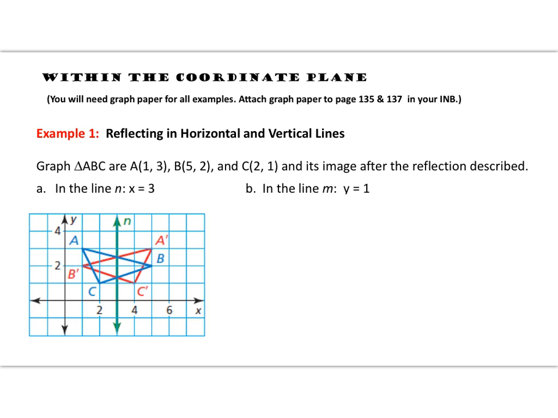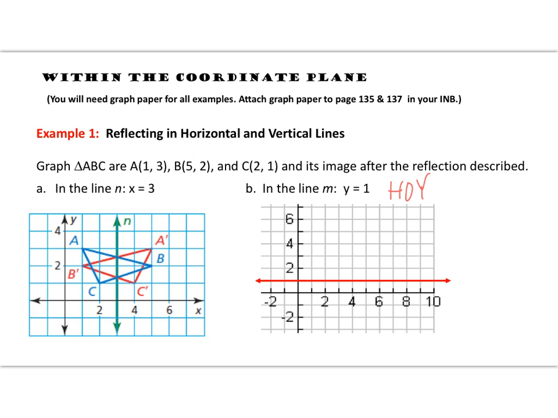Let's move on to example B. We want to reflect across the line y equals 1. All right, so that's our acronym, HOY. These are horizontal lines, so I should be graphing it horizontally at 1. So find 1 on the y-axis and then draw a horizontal line through that point.